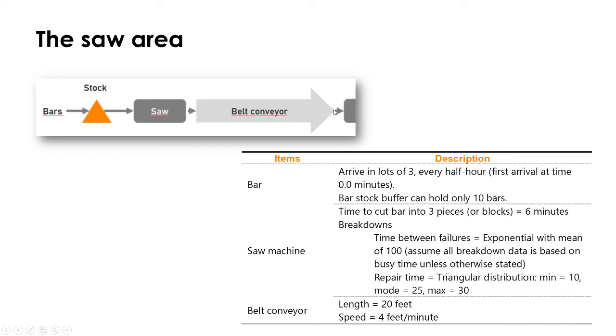So if one block gets stuck here because it doesn't have the space or the room in the following process to be processed, all the blocks we have in the belt stop. And when this blockage finishes and the block we have here moves to the next process, the elements we have in the belt conveyor continue moving till they get to the following process.